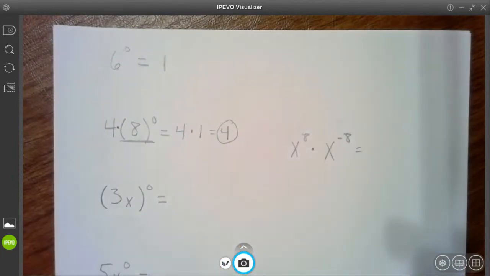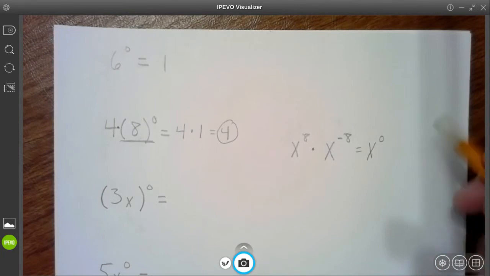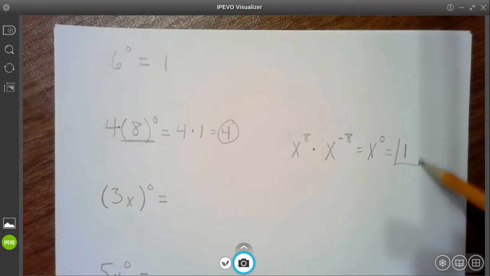All right. For this example, since we're multiplying these two things, we would add those exponents. So 8 plus negative 8, this would give you x to the 0 power. And I just want to mention, this is equal to 1. All right, that's the idea. That's the whole idea behind what we're doing here.